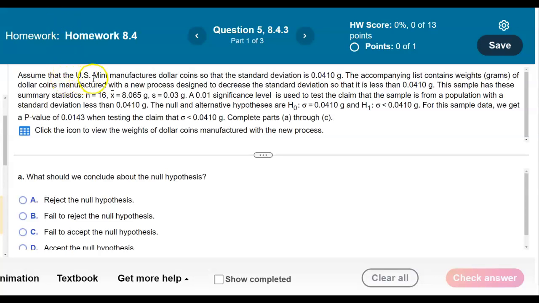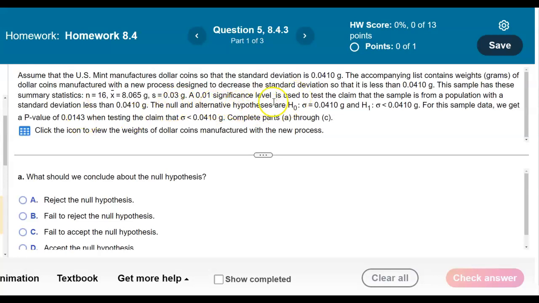Assume that the U.S. Mint manufactures dollar coins so that the standard deviation is 0.0410 grams. The accompanying list contains weights, in grams, of dollar coins manufactured with a new process designed to decrease the standard deviation so that it is less than 0.0410 grams. This sample has these summary statistics: n is equal to 16, the sample mean is 8.065 grams, the sample standard deviation is 0.03 grams.